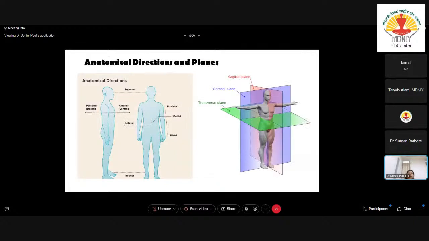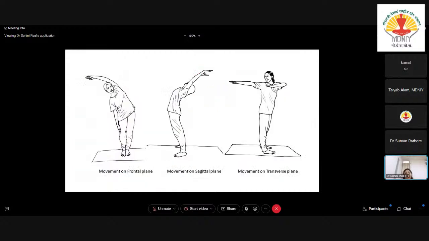And for that, we should also have some idea about the anatomical directions and planes. I think we all are aware of this. Your sagittal plane is there, your coronal plane is there, your transverse plane is there. So all these planes are important, because when we talk about a movement or range of motion for a particular joint, we consider the movement of the joint from the sagittal plane perspective, from your coronal plane perspective, and also from your transverse plane perspective. So that's why the knowledge about these anatomical directions and planes is quite important in understanding biomechanics.